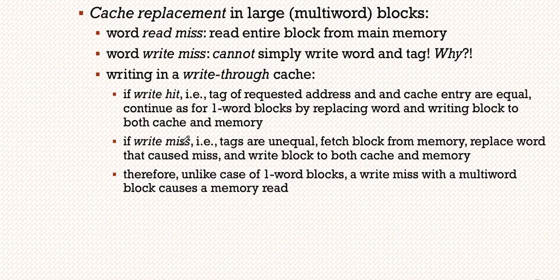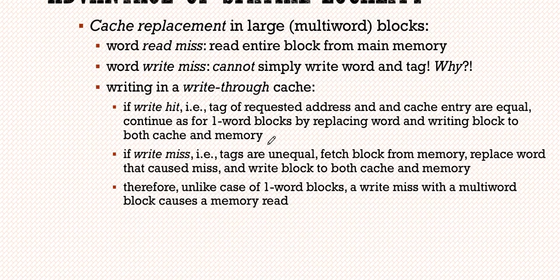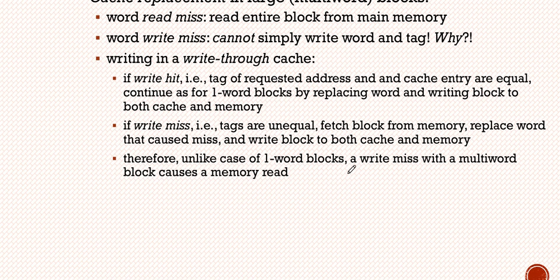Now, if it's a miss, you came to the cache and you didn't find it. If it's a miss, and the tags are unequal, then you first fetch the block from memory, replace the word that caused the miss, and you write it back to both the cache and memory. So you fetch first, you replace before you write it back. I know it's abnormal, but that's how they do it. So unlike the case of one-word blocks, a write miss of multi-word blocks causes a memory read. There will be a memory read overhead.